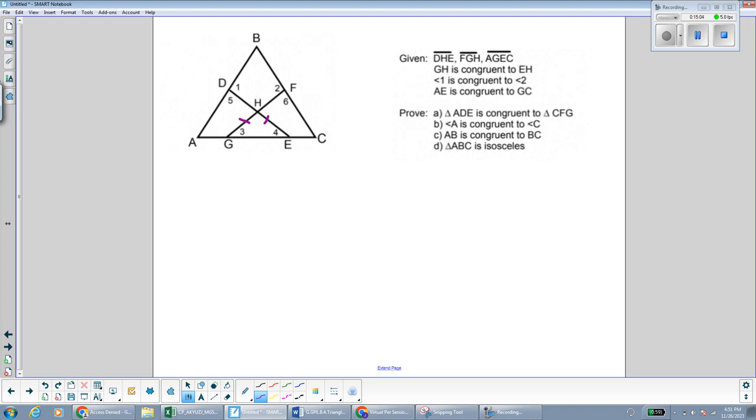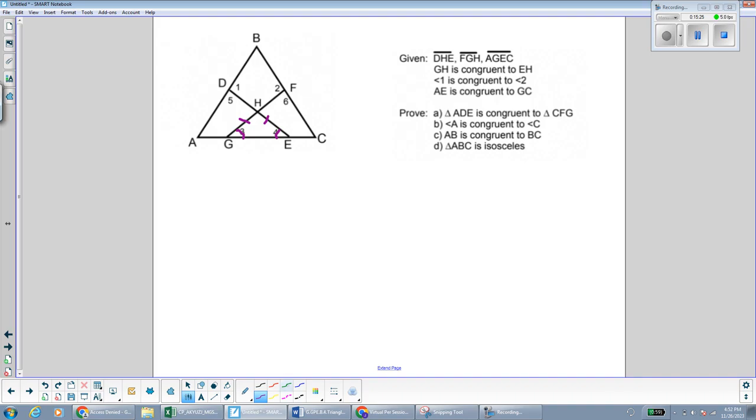And already I'm noticing this small triangle GHE is an isosceles triangle. It's got two equal sides, so it's also going to have two equal angles. I don't know if that's going to be important. I didn't get to take a look at the proof statement yet. I'm just going to put that in there just in case it is, and we can always erase it if we don't need it later.